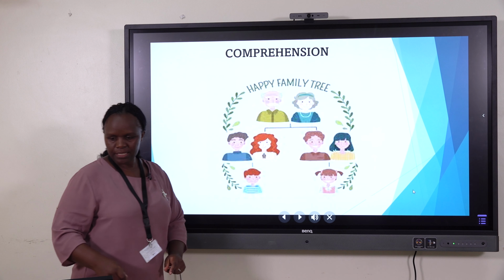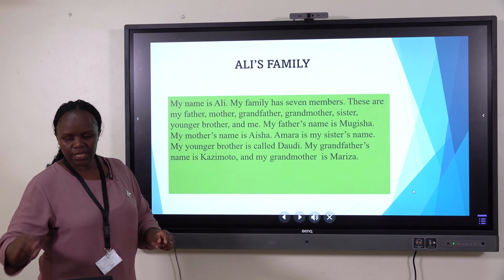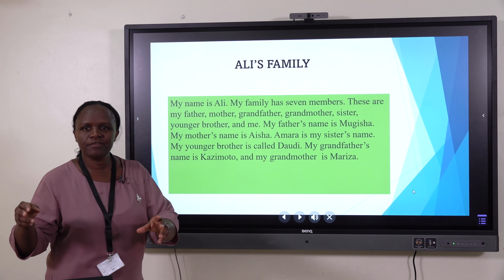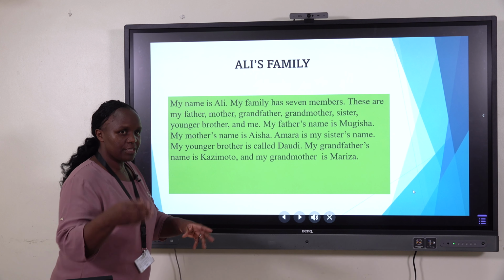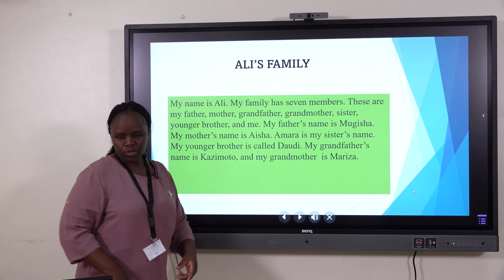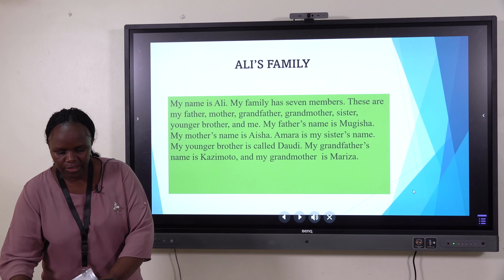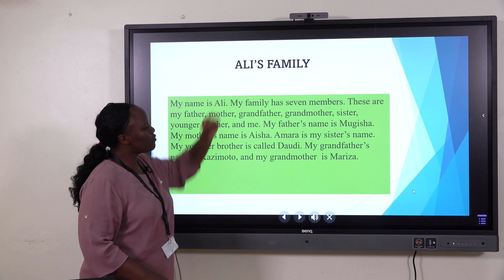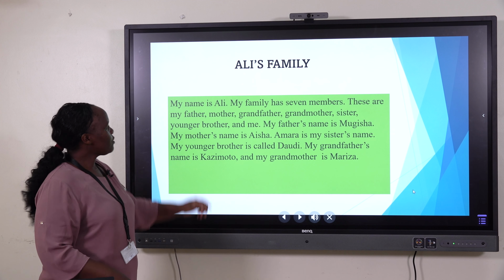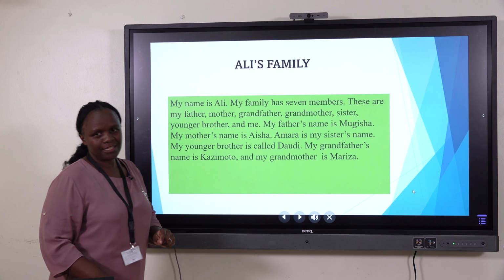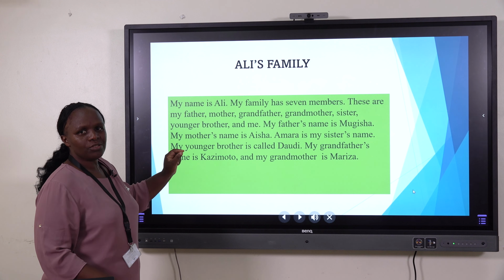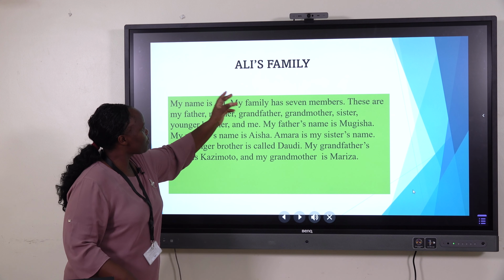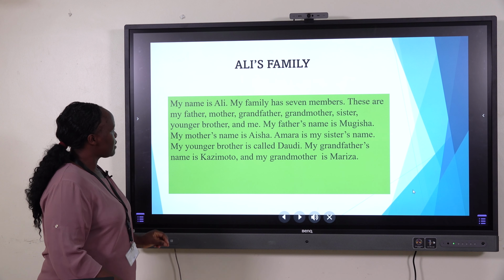Family members. So here you can ask them, how many of you have families at home? Or how many members do you have in your families? They are able to tell you. Now, you can tell them that in this story, we are going to read about a family of one of our friends. And one of our friends is Ali. So Ali is telling us about his family. So the title of the story today is Ali's Family.